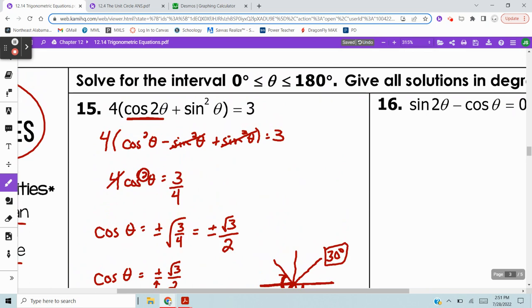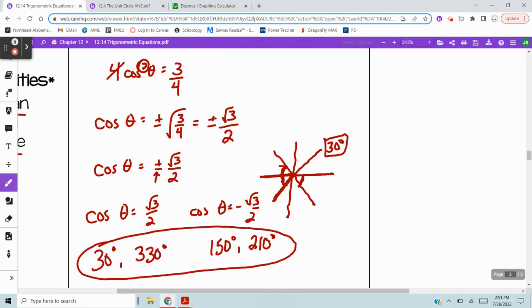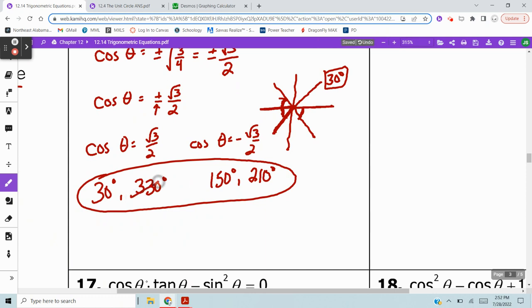Now let's make sure that we answered what they said. They want the answers from 0 to 180. So since they only wanted the answers from 0 to 180, we can throw these 2 out, and 30 and 150 will be the only 2 answers.